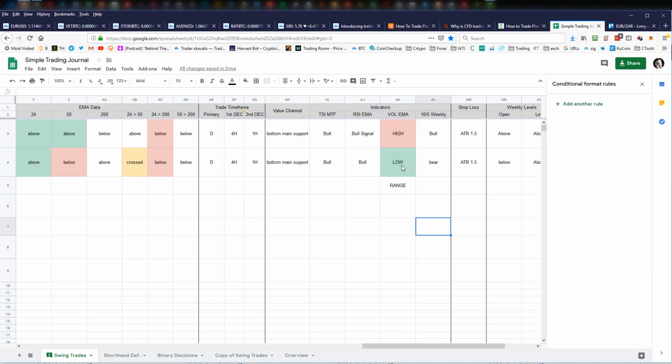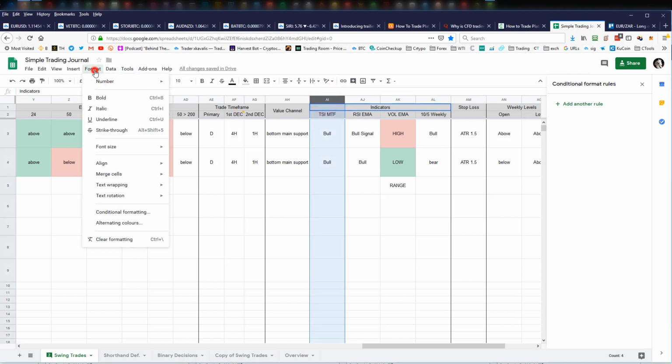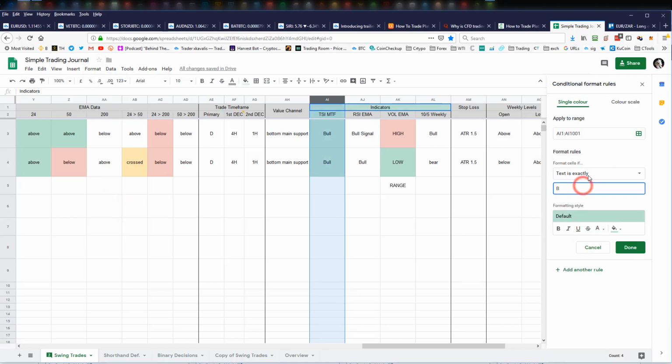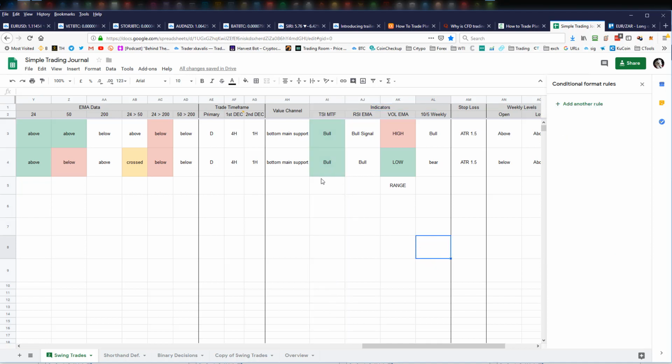Maybe the way that we look at this volatility indicator shows that when it's low, that's a bullish sign, or a sign to get in. It's probably not, that's probably backwards. But like here on my TSI MTF, my formatting would be obvious. If it's a bull signal, then I would want it to be green. I'm confusing myself, because obviously I want to make sure it's a bull signal.